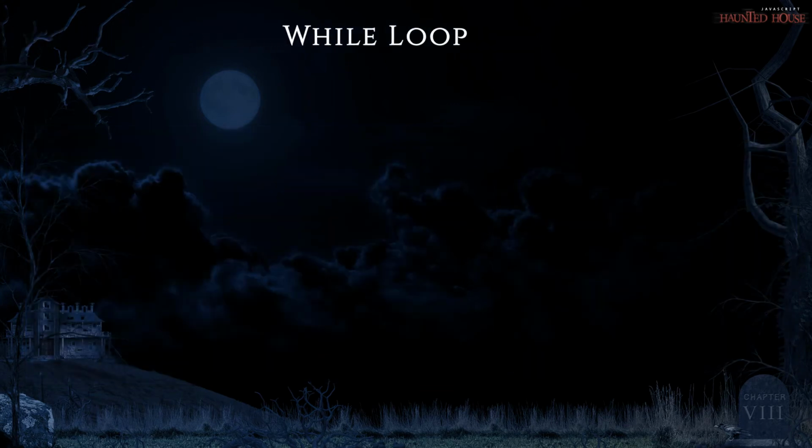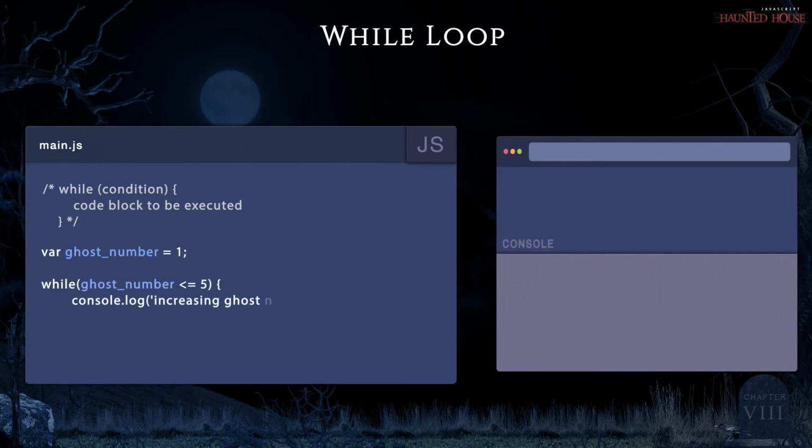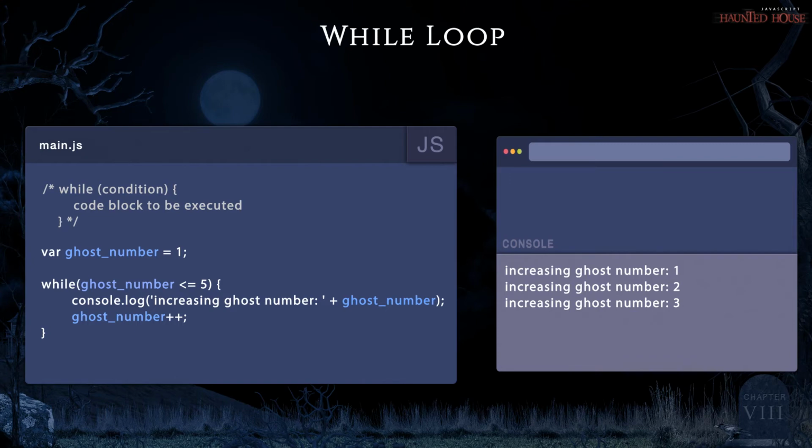The while loop executes a block of code until a condition becomes false. Obviously, the condition must be something that will change every time the loop iterates, or else it will be an infinite loop. The while loop will usually evaluate a condition and will repeat the block until the condition returns false. For example, we can create a while loop that will increase a ghost count and will stop iterating as soon as the ghost number variable reaches 5 ghosts.